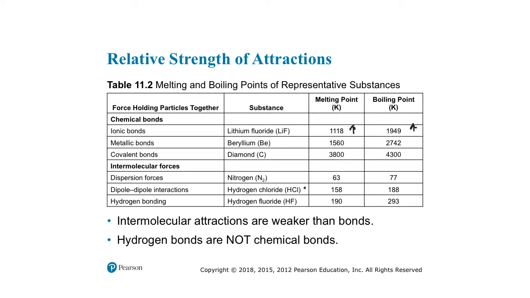So things like HCl and HF end up having lower melting points. Notice these melting points are in units of Kelvin. 273 or 298 Kelvin is room temperature, so these are still below room temperature, and the boiling points are as well. If we look at the bonding in HCl and HF, it's weaker than the bonding in the ionic LiF. Well, what about metallic bonds?